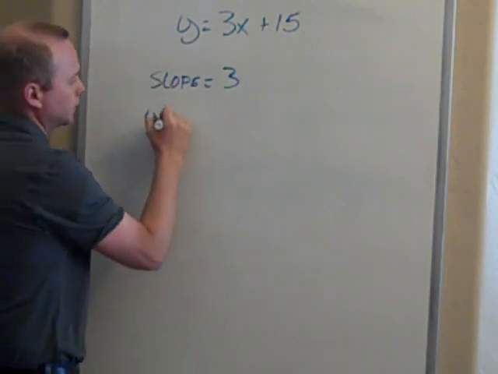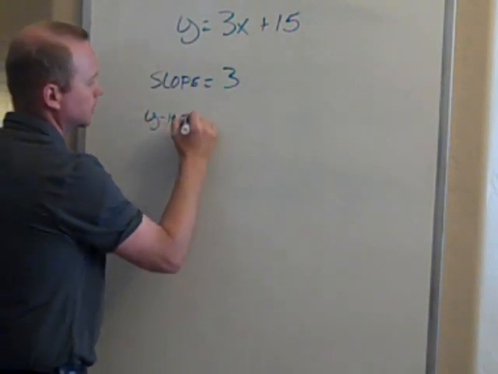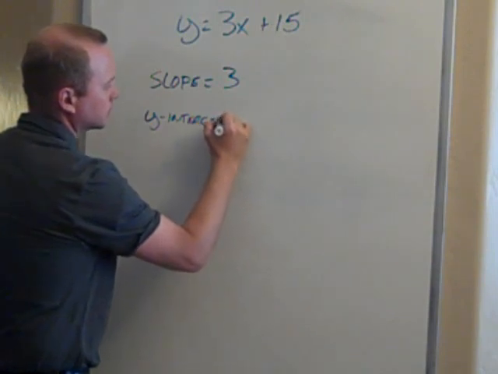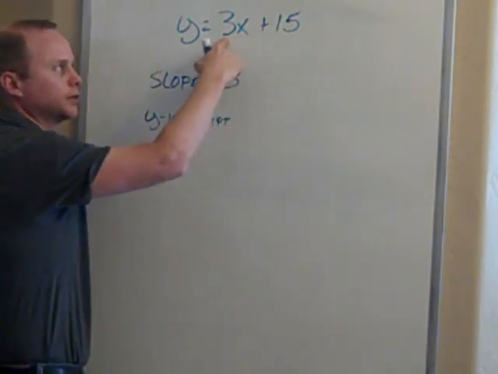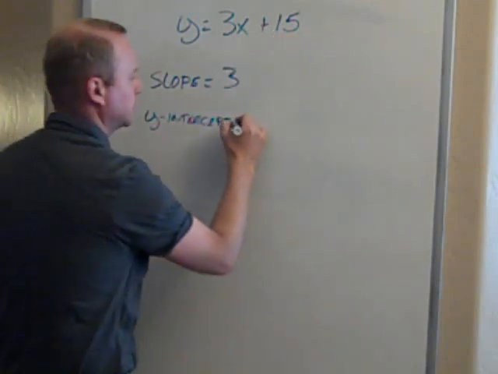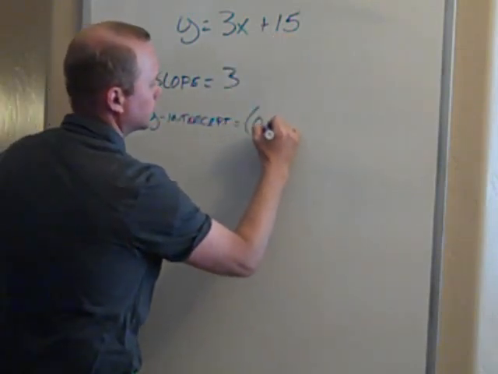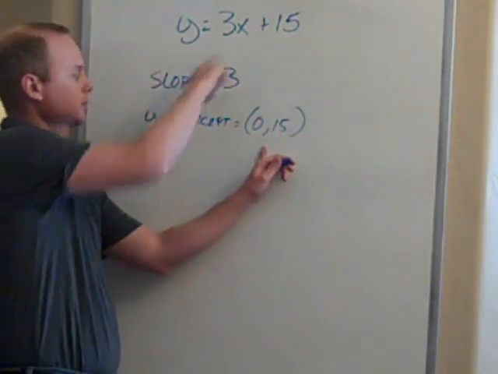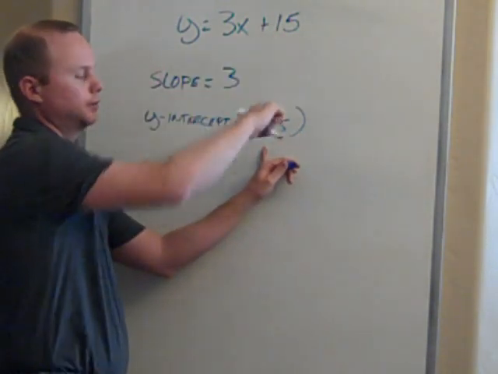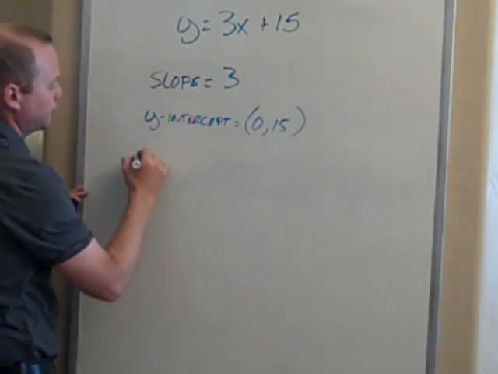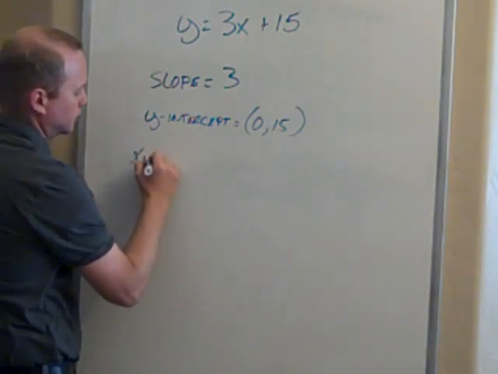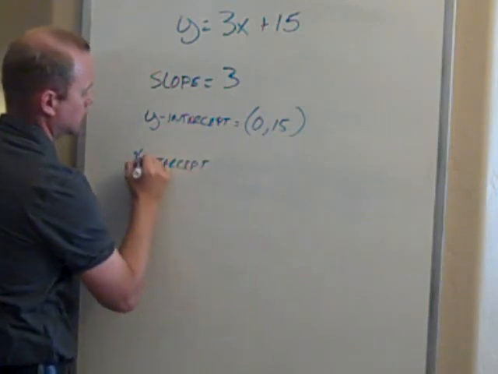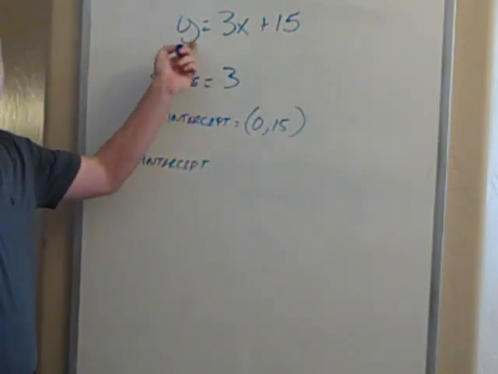Your y-intercept, remember your y-intercept is where x equals 0. If x were to equal 0, 3 times 0 is 0. That would give me my 15. 0, comma 15. Remember your x equals 0 at your y-intercept. 15. And then my x-intercept, x-intercept is where my y value equals 0.